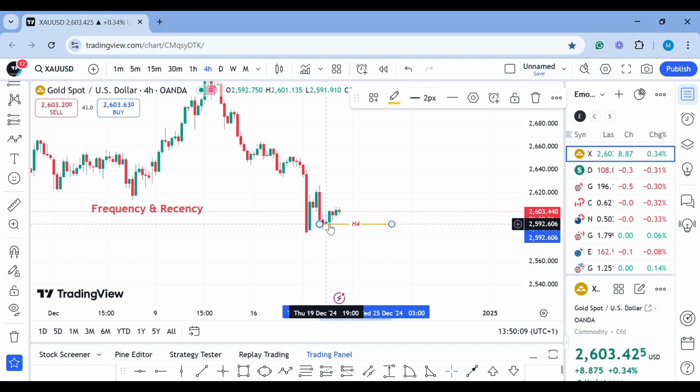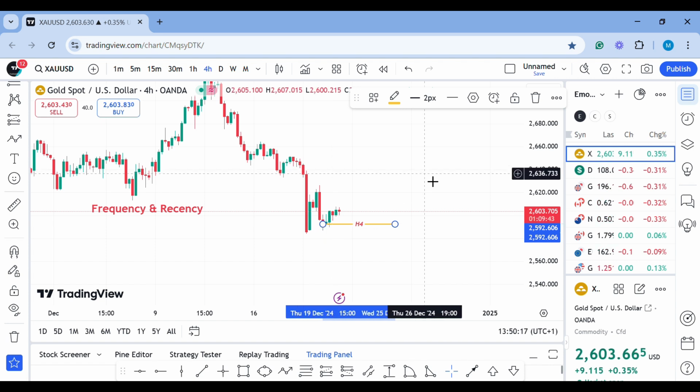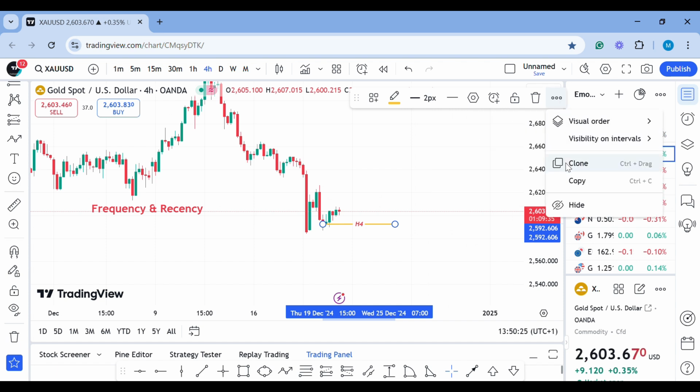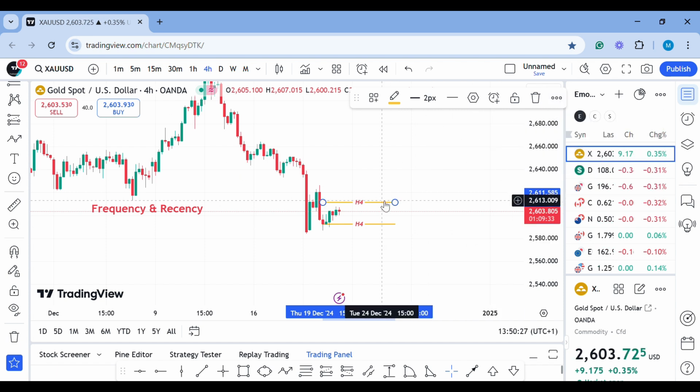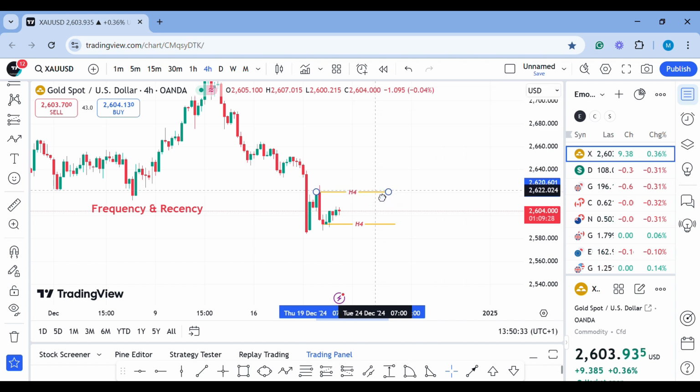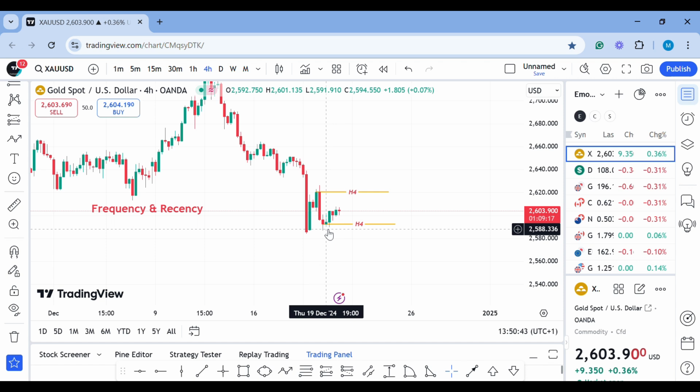So this is our recent F&R zone. You can see this is a recent one. Remember, recency and frequency. So this is the recent F&R zone. Now let's clone it. Click on this, you can see clone. Clone it. So drag it. Then where will be the recent one on the upside? This will be the recent one. You can see this is the recent one here. The reason why this is the recent one, you've seen two bearish candle pushes to the downside, 1, 2. That makes this zone a valid zone.